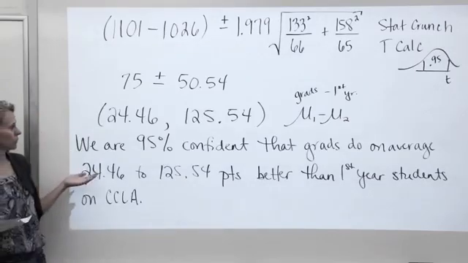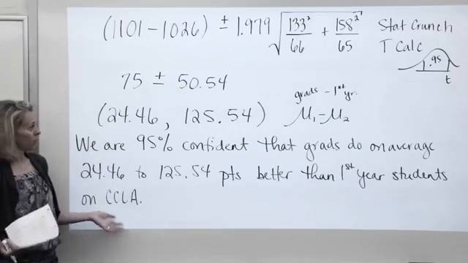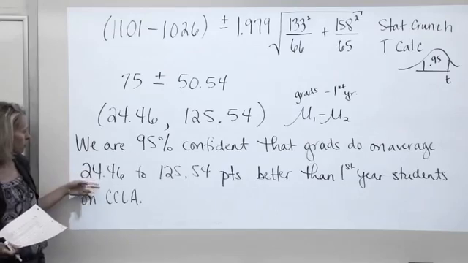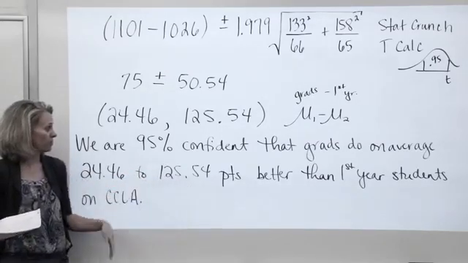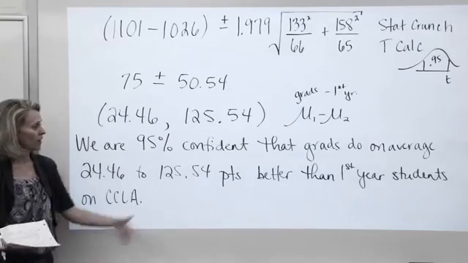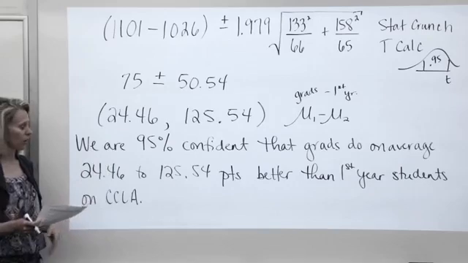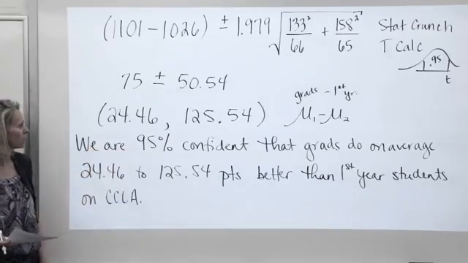So, we had concluded from that hypothesis test that grads did better. How much better are they performing? We're 95% confident that on average they're performing 24.46 to 125.54 points better on average than those first-year students. So this gives us that range of values. So clearly this agrees with the results of that hypothesis test.